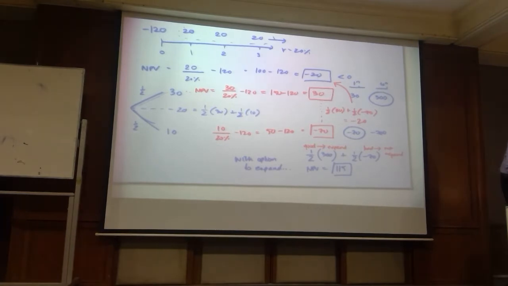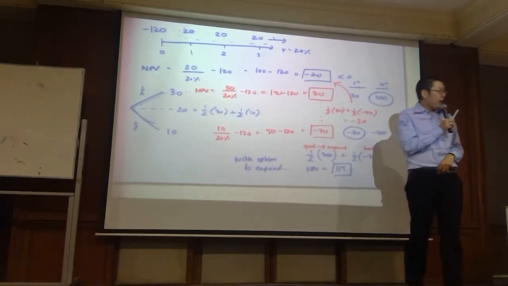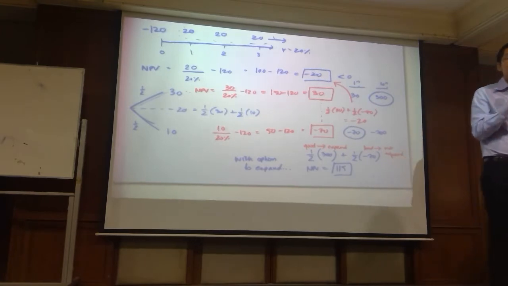I don't think we have time to do all of them. Okay, so maybe let's do one more example. Take a break there. Here's an option to expand. Let's do another type of option. Okay? An option to abandon instead.